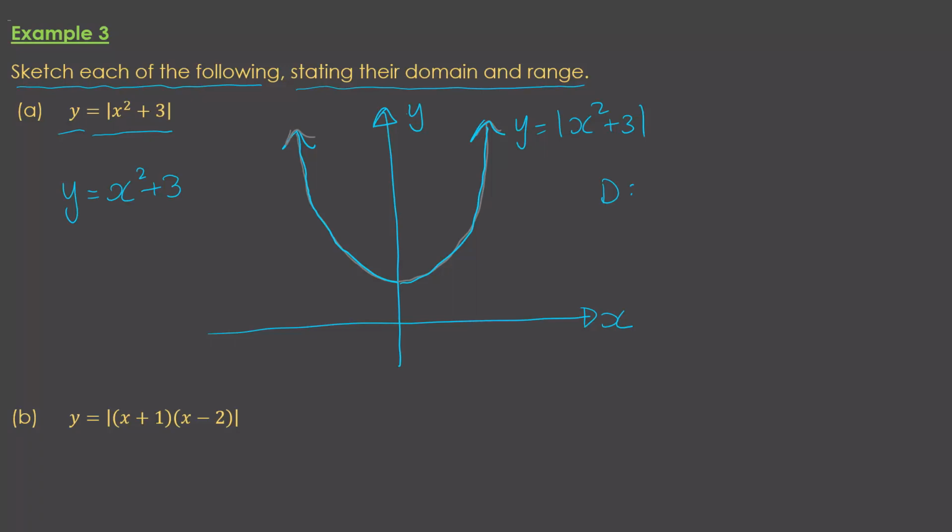The domain, well, there's no problem with any real values, so the domain is just all reals. And the range, well, we can see there's no graph down here, and it starts at 3, and then will go on forever. So y is a real, but only greater than or equal to 3.